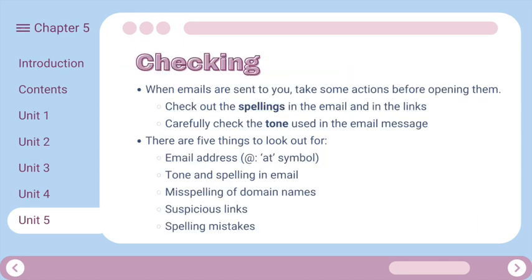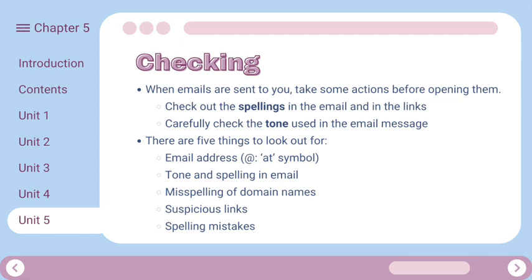When emails are sent to you, there are some actions you always need to take before opening them or activating any links in them. First, check out the spellings in the email and in the links. Professional, genuine organizations will not send out emails which contain spelling or major grammatical errors. Then, carefully check the tone used in the email message. If it is rushing you into doing something, or if the language used seems inappropriate or incorrect, then it could be a phishing email or worse.